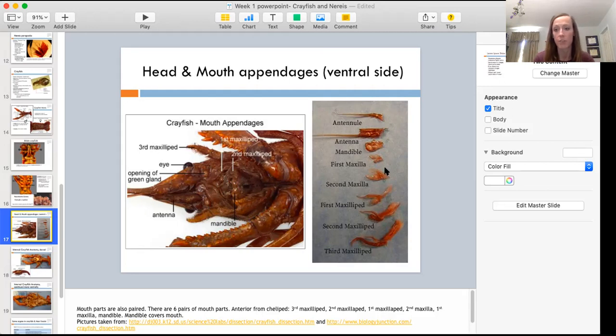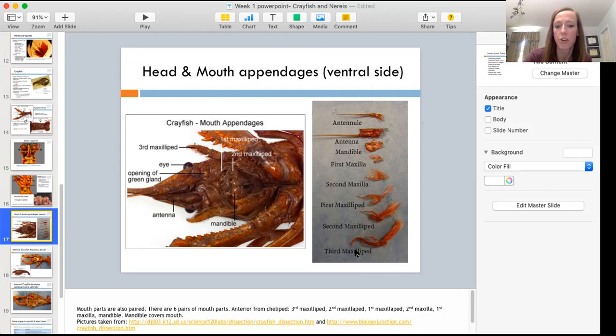So when you have your crayfish in lab in a couple weeks, you're going to take very carefully your tweezers and you're going to remove one side of the mouth appendages. You're going to work from the more caudally attached mouth parts towards the more rostrally attached mouth parts, because they kind of lay on top of each other. So you've got to work from the back basically.